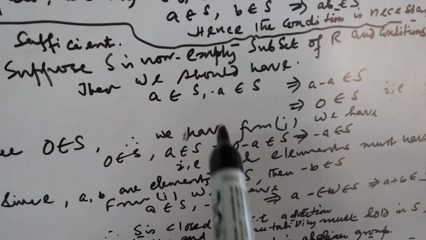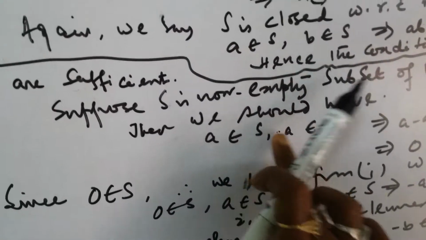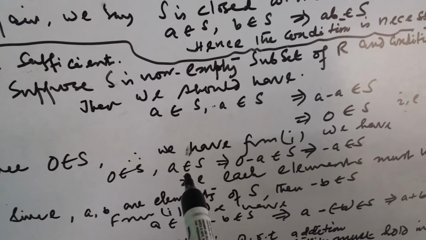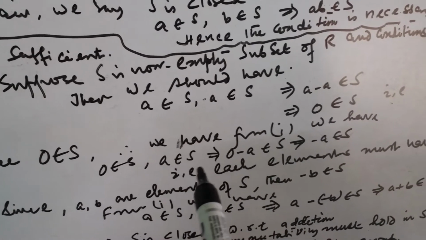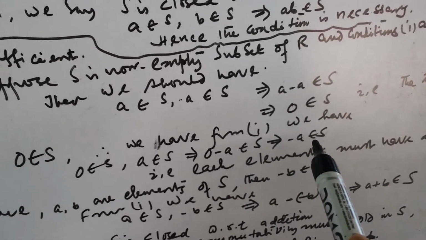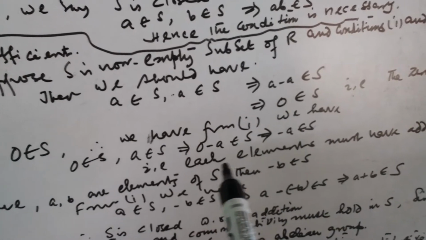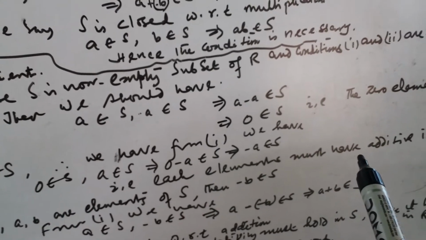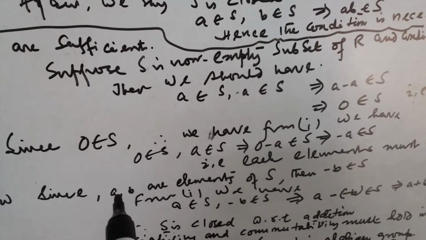Now 0 belongs to S, A belongs to S, and because A minus A belongs to S, this is the condition. Here 0 belongs to S, A belongs to S. This implies 0 minus A belongs to S, that means minus A belongs to S. Each element must have an additive inverse.